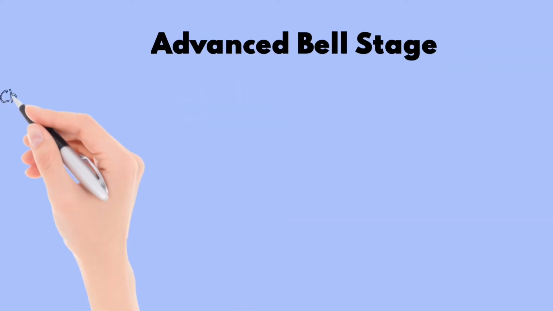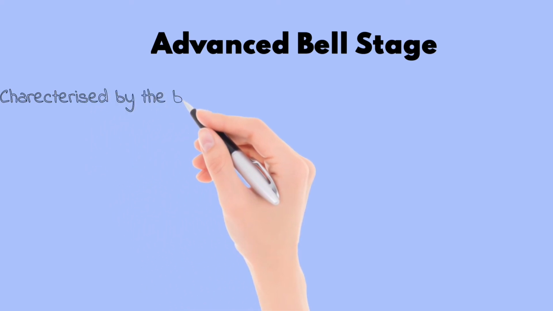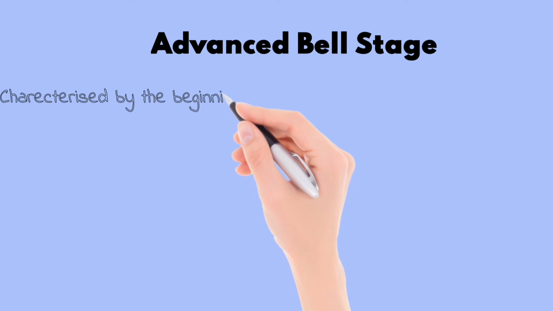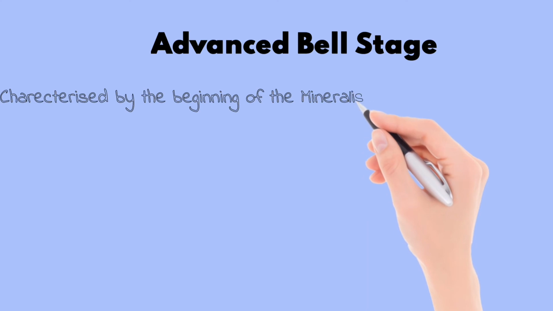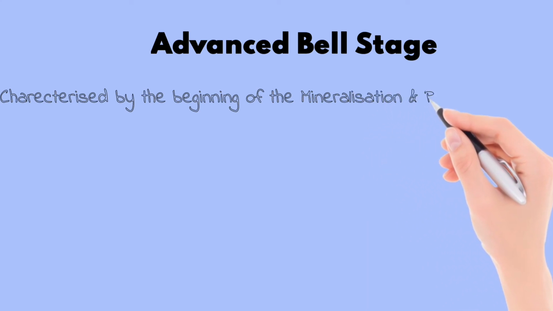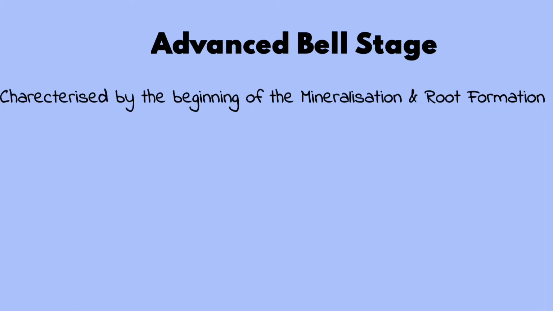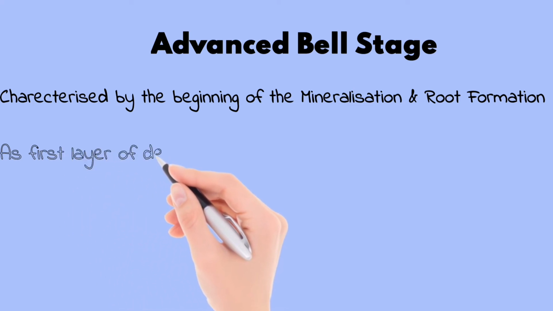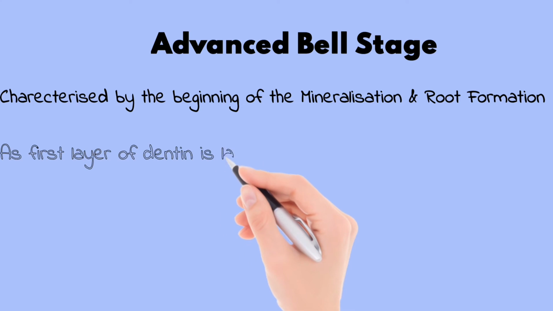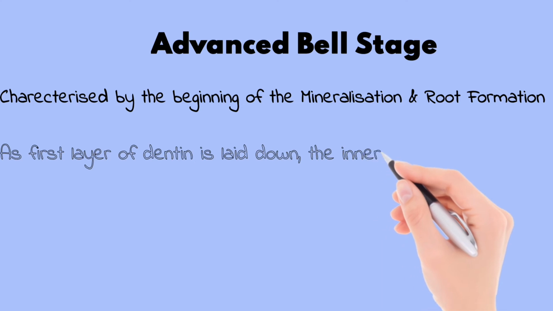Now guys, let's study what happens in the advanced bell stage. This advanced bell stage is characterized by the beginning of the mineralization and the root formation. Also, as the first layer of dentin is laid down, the inner enamel epithelium cells become functional ameloblasts. Also, there is a reversal in polarity of these ameloblasts, and in future these ameloblasts form enamel. So this outlines the future dentino-enamel junction.